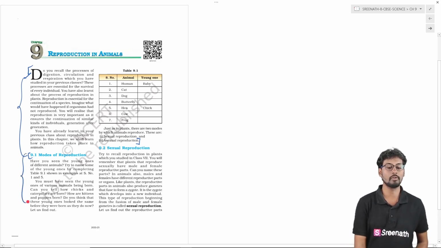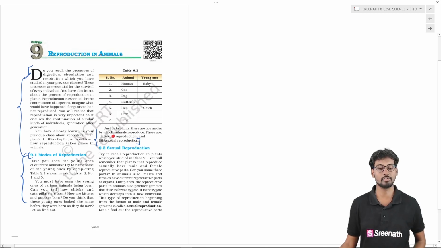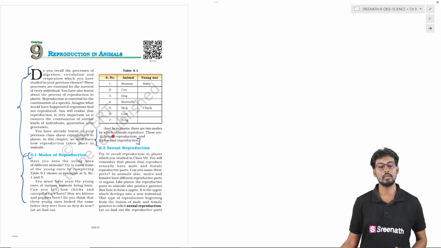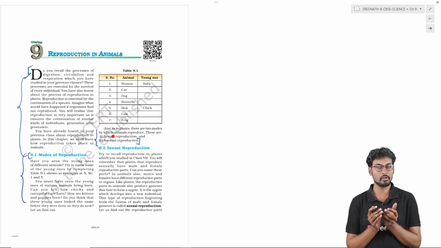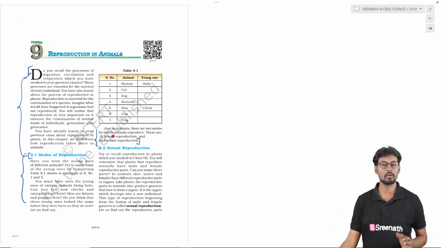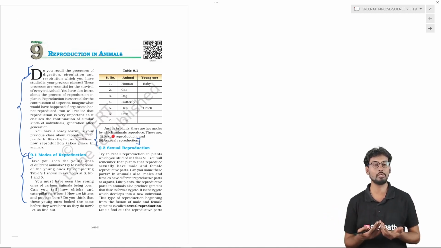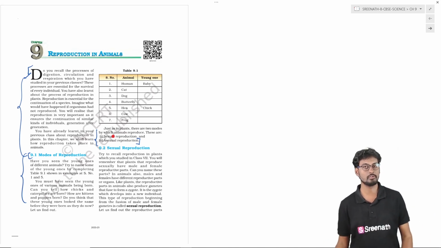We can say that the modes of reproduction are of different types, based on what is involved. If both parents are involved and young ones are formed out of that process, that is a sexually reproducing organism. If male and female come together, indulge in sexual activity and give young ones, then it is called sexual reproduction.